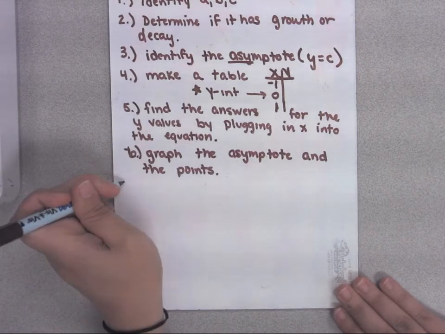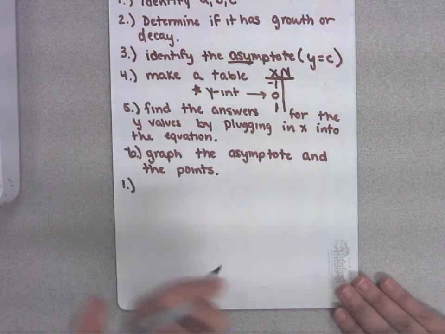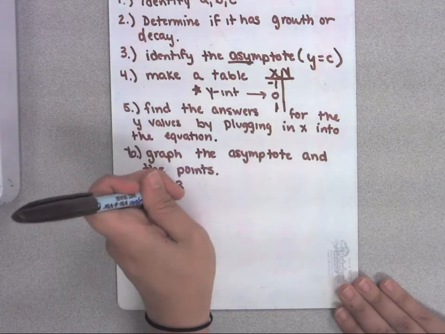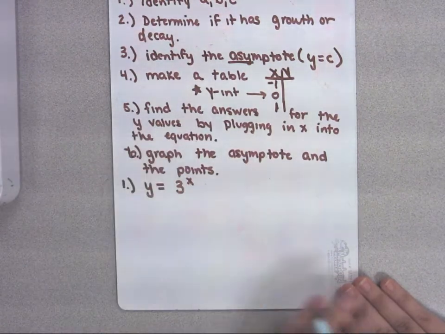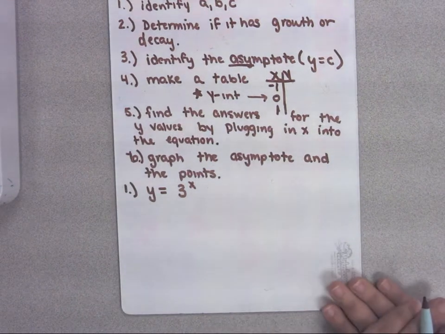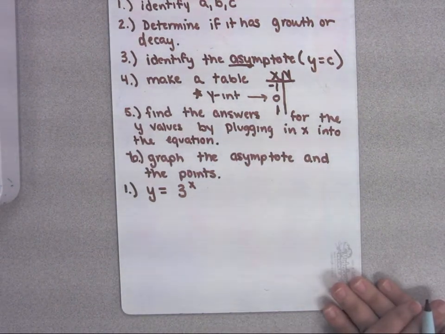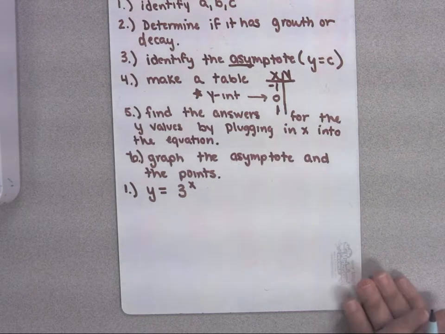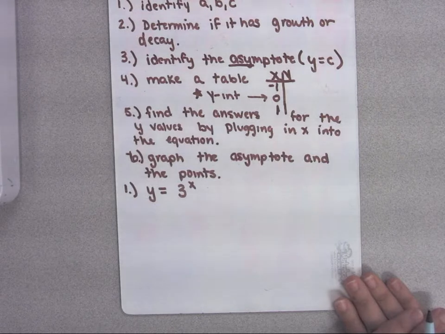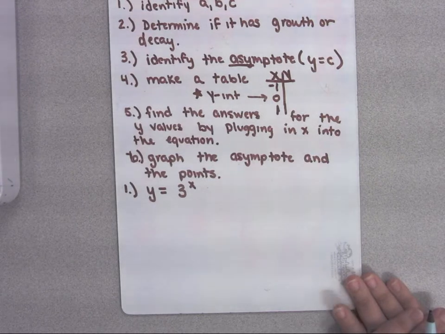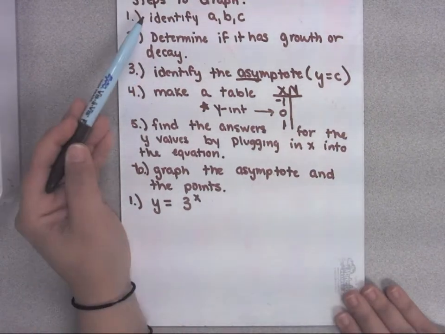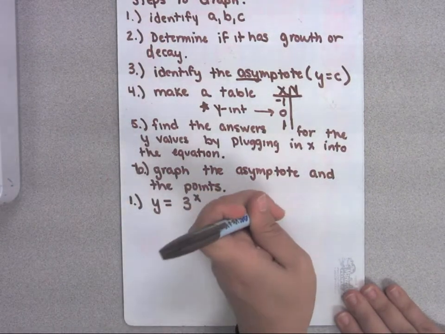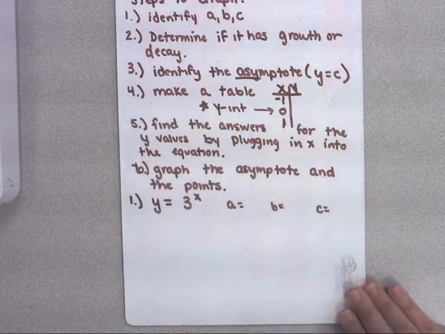Okay, so first example, y equals 3 to the x. Y equals 3 to the x. So the first thing it says is we're going to identify A, B, and C. So right here I'm going to write A equals, leave some space, B equals, and C equals.